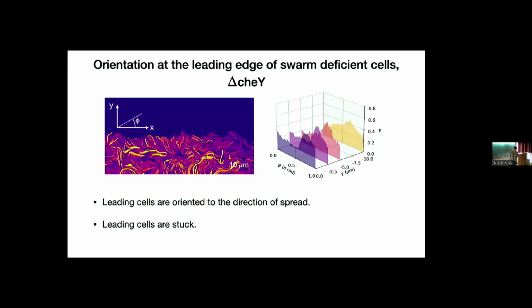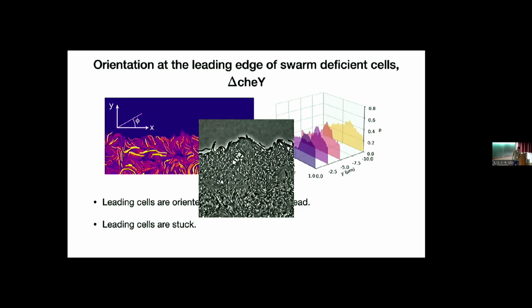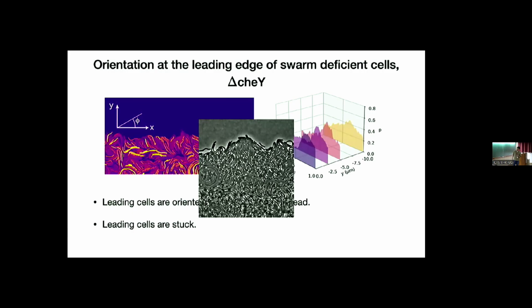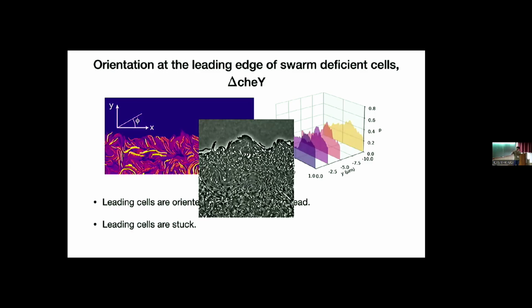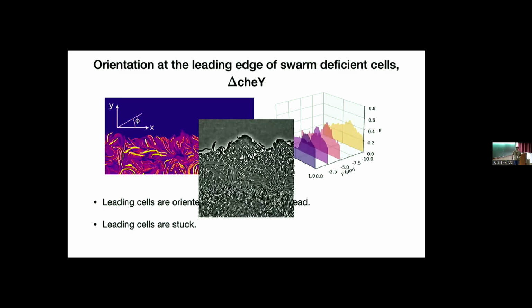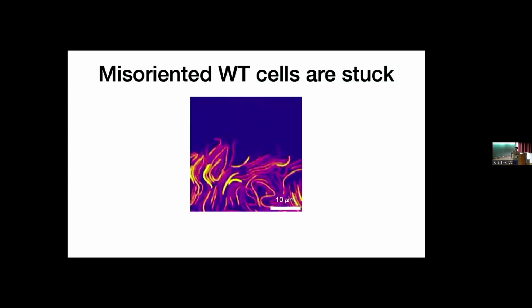We also note that these leading cells are stuck, but the trailing cells are moving like crazy. So these leading cells act as a lid, preventing trailing cells from moving upward. This kind of behavior is also observed in wild-type cells. Sometimes wild-type cells come to the leading edge, but they are misoriented.